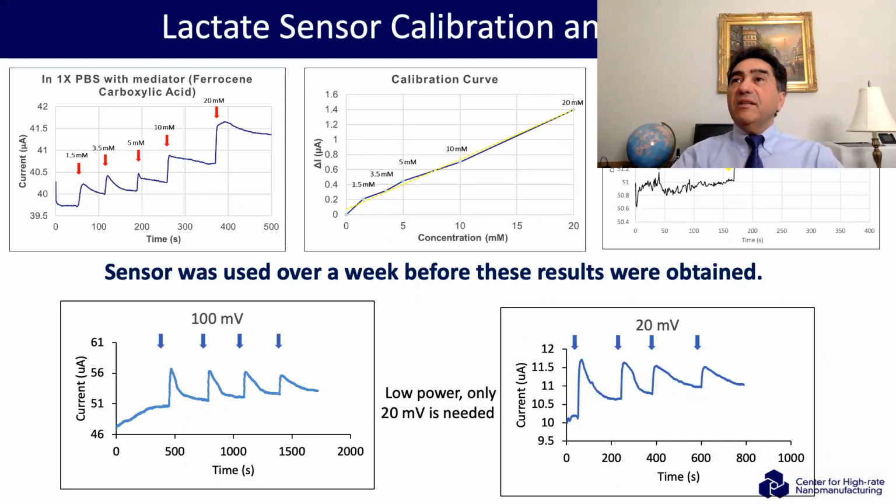And here, this is to look at specificity. And so here, this is uric acid. This is a lactate sensor. When you have lactate, of course, it responds. When you have glucose, there is no response, which is very specific.